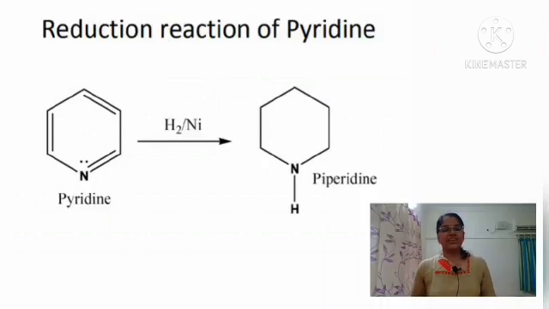Next, we can discuss the reduction reactions of pyridine. That is, what happens when pyridine undergoes catalytic hydrogenation. So, when pyridine is treated with hydrogen in the presence of nickel or palladium or platinum, we get piperidine as the product. That is, all the carbon-carbon double bonds get added with hydrogen. Similarly, the reduction can also be carried out with sodium in the presence of ethanol.